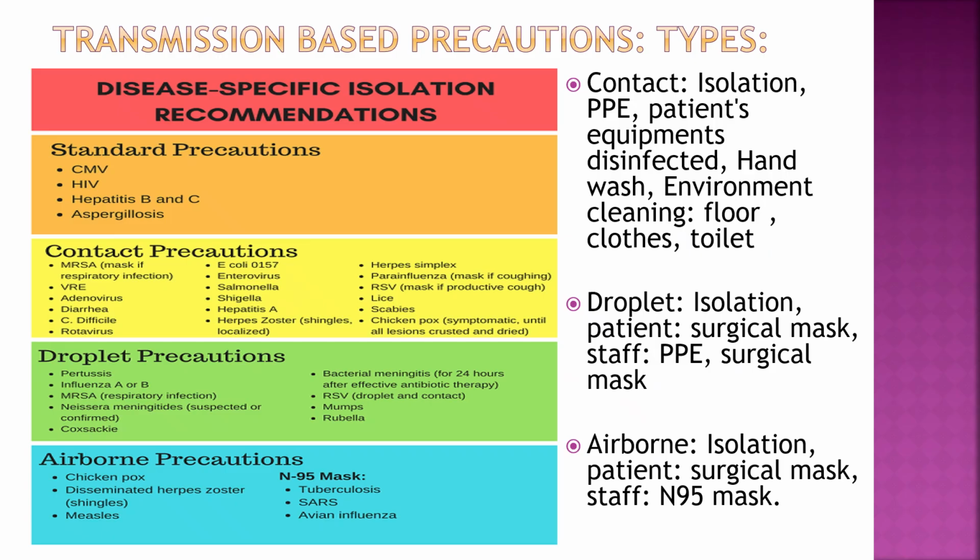Now we will see what are the causative organisms. For standard precautions, organisms are cytomegalovirus, HIV, hepatitis B, C, aspergillus. In contact precautions, the organisms are MRSA, then VRE, vancomycin resistant enterococci, adenovirus, diarrhea producing Clostridium difficile, rotavirus. In droplet: pertussis, influenza, Neisseria, Coxsackie, bacterial meningitis, mumps, rubella. In airborne: chickenpox, measles, tuberculosis, SARS, and avian influenza.